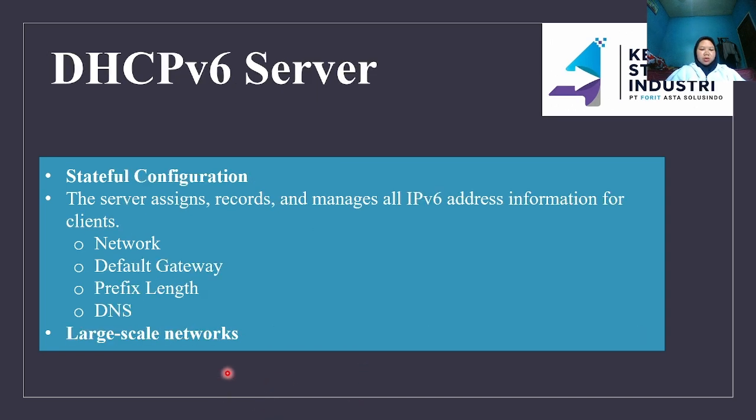Now, here we have the DHCP version 6 server. The DHCP version 6 server uses a stateful configuration, which means that the server records and manages all IPv6 address information for clients. It can provide the network prefix, default gateway, prefix length, DNS, and domain information. The DHCP version 6 server is commonly used in large networks because large networks usually require the DNS service. This is different from SLAAC only because SLAAC only does not provide DNS information, my friend. That is one of the differences between the two.